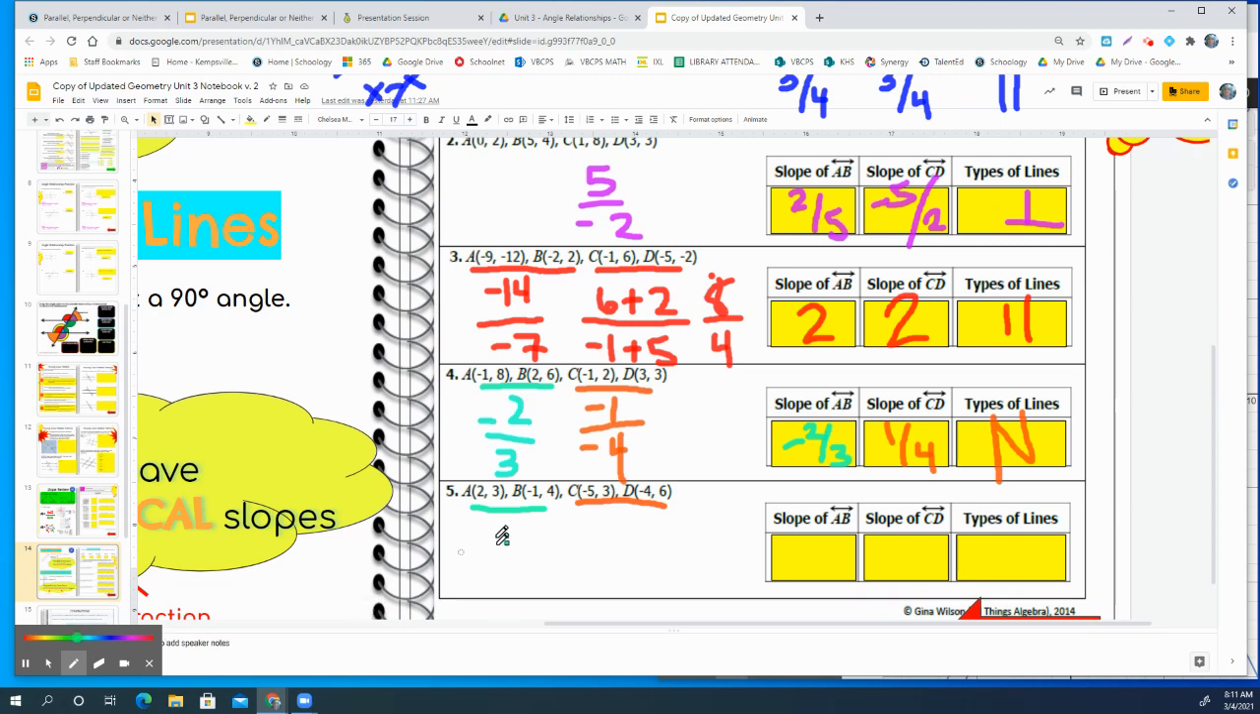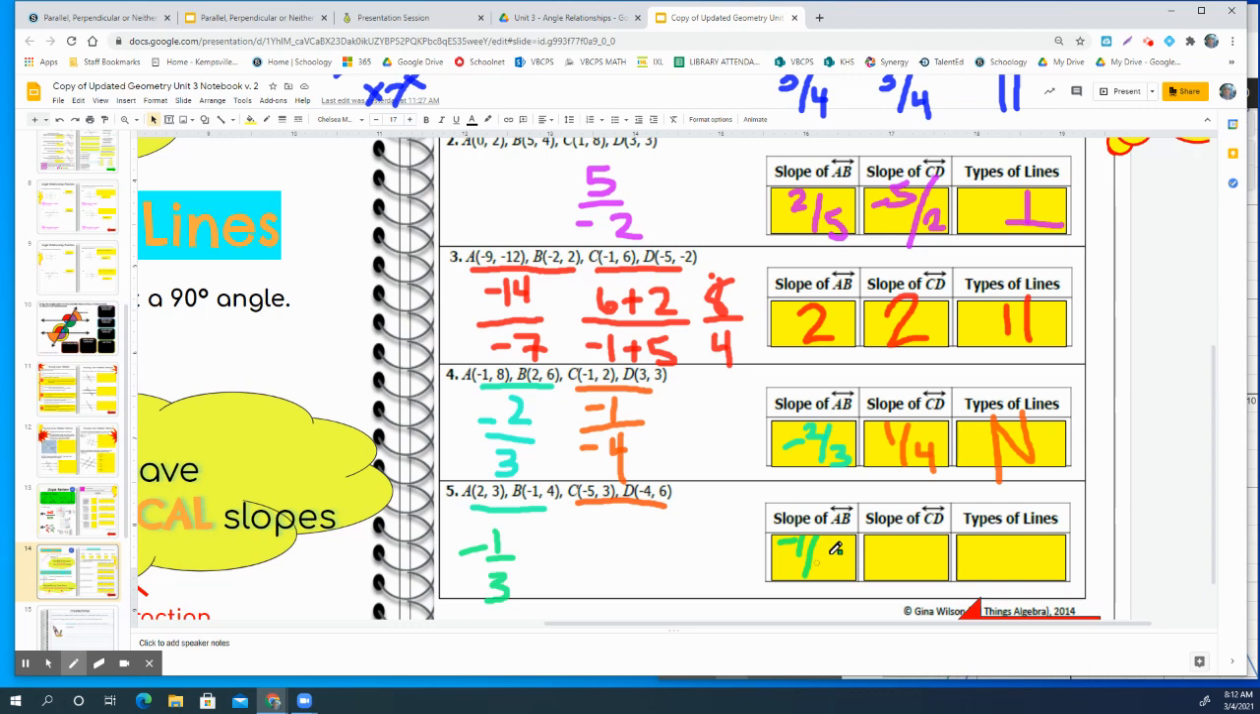-1/3. N means neither. So parallel, perpendicular, and neither. That's our big question for the day. Are the lines that are formed by these 2 points parallel, perpendicular, or neither? So they're parallel if they're the same, they're perpendicular if they're upside down reciprocals, and they're neither if they don't follow either one of those two patterns. So here I got 3 minus 4 is -1, and 2 minus -1 is 3. So this was -1/3.